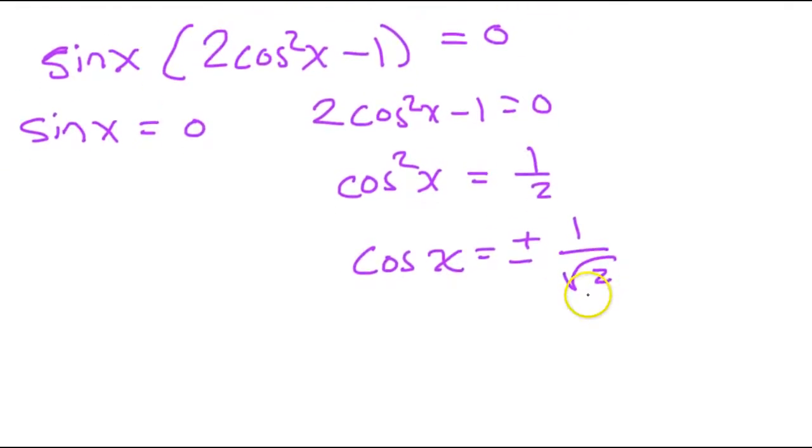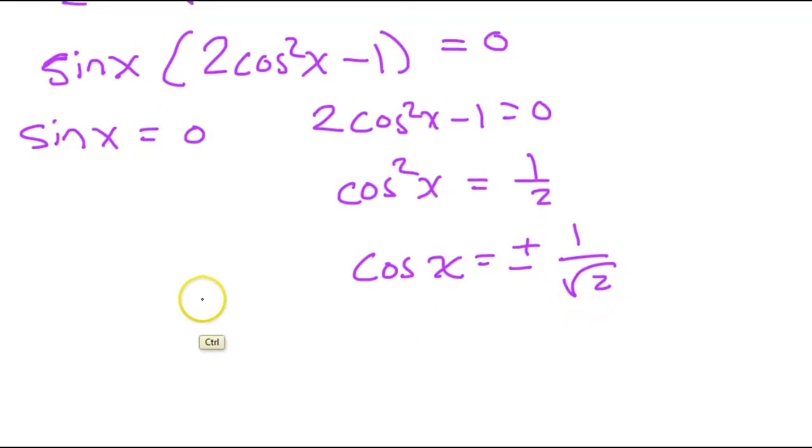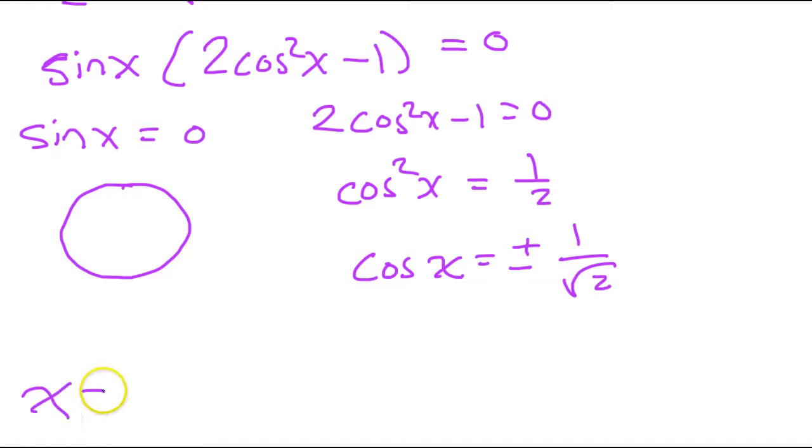Okay, so now it's time to solve each one of these the rest of the way. So sine x equals 0, we are talking about quadrantal angles. So sine is a y value. Y values are 0 here and here. So that's going to be 0 and pi.